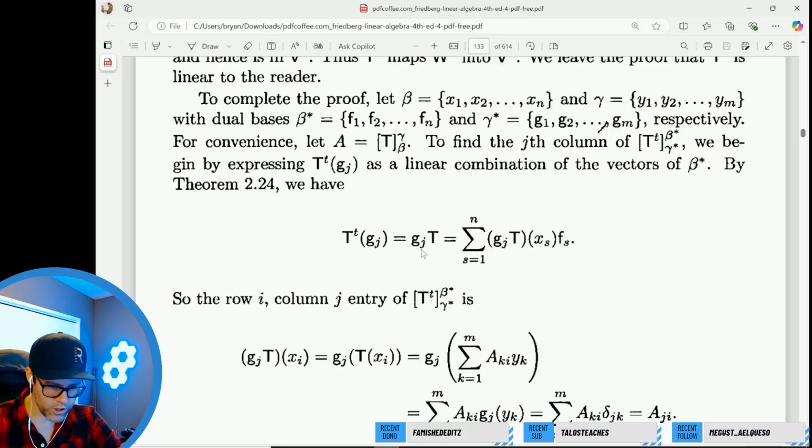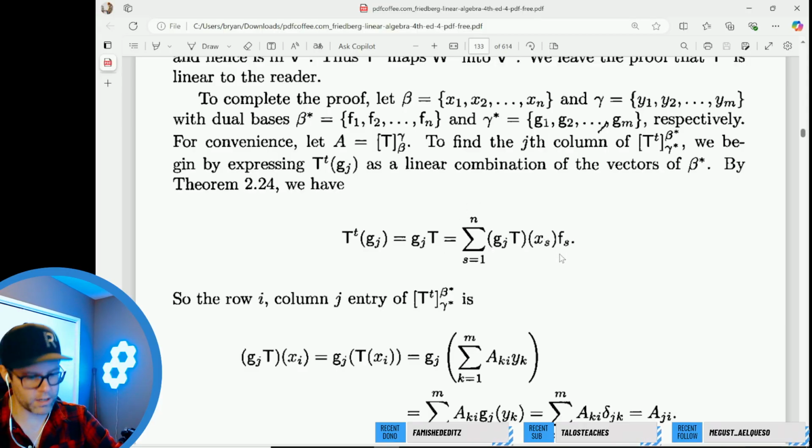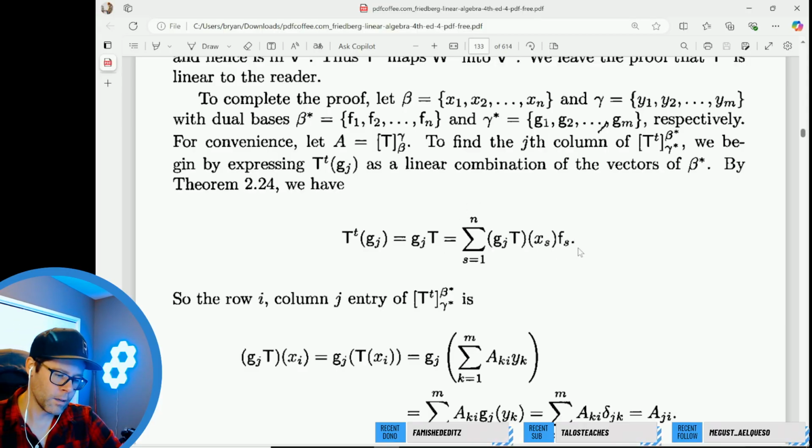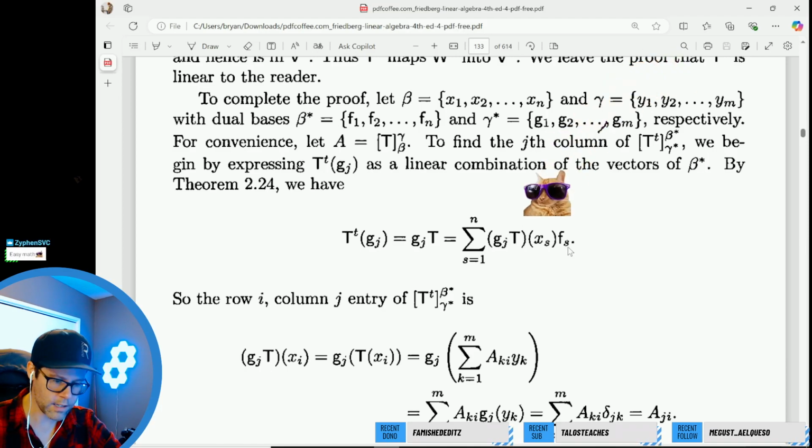So each Gj can be expressed as a linear combination. Well, actually, it's really GJT. Right, so that composition is in a dual space, so we can rewrite it as a linear combination of the basis vectors, right? So they're expressing GJT as a linear combination of the basis vectors in that dual space.